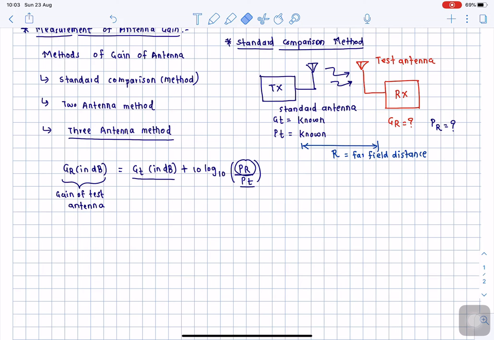Now this equation can be written in the decibel scale. We can write it as the gain of the receiver antenna in dB plus the gain of the transmitting antenna in dB, which is given as 20 log to the base 10 of 4 pi r upon lambda, where lambda is the operating wavelength, plus 10 log to the base 10 of received power PR divided by transmitted power PT. So here we are going to make use of this particular equation.